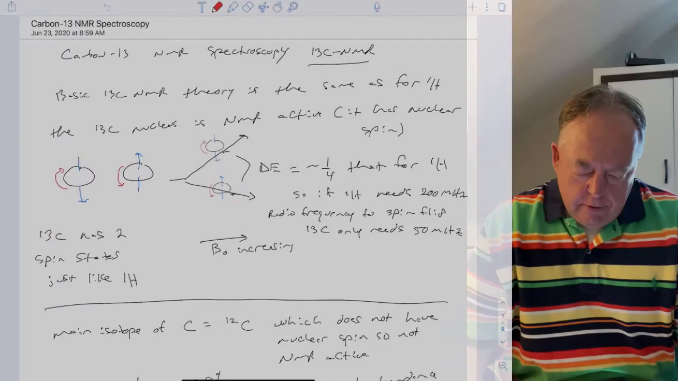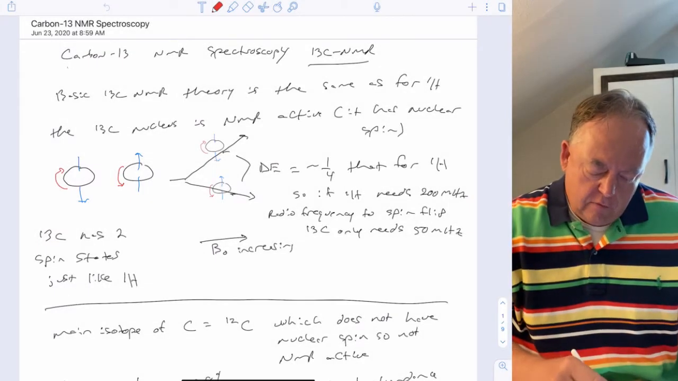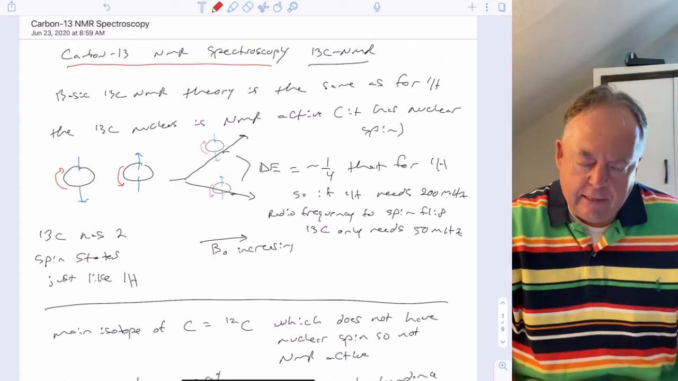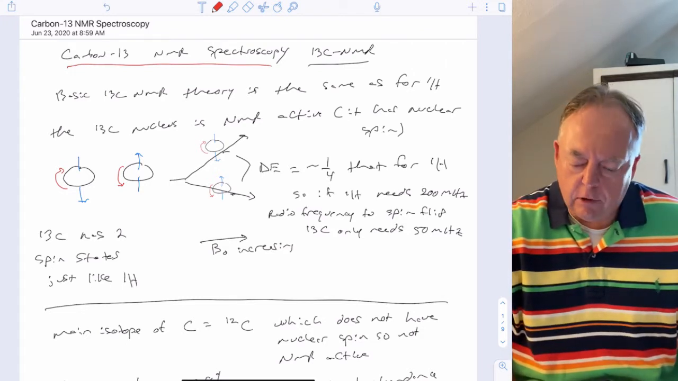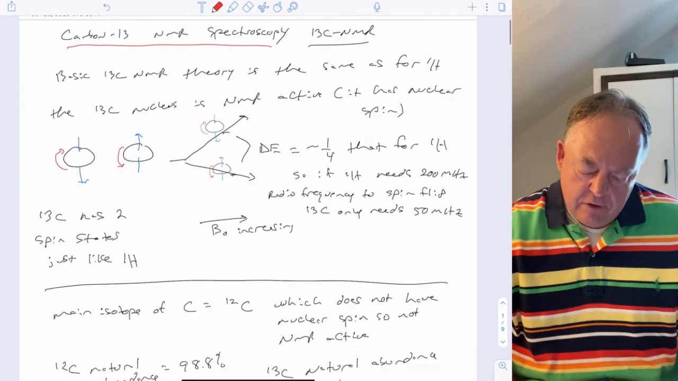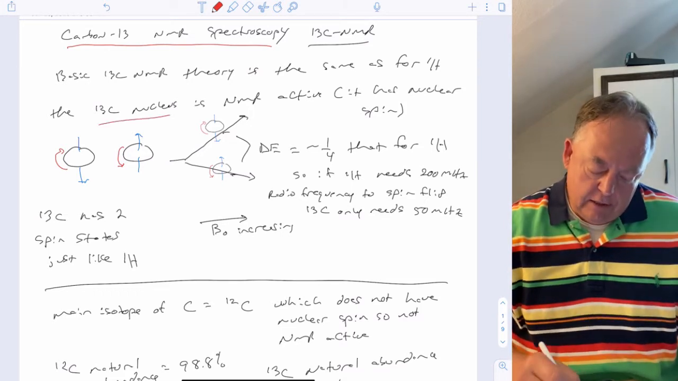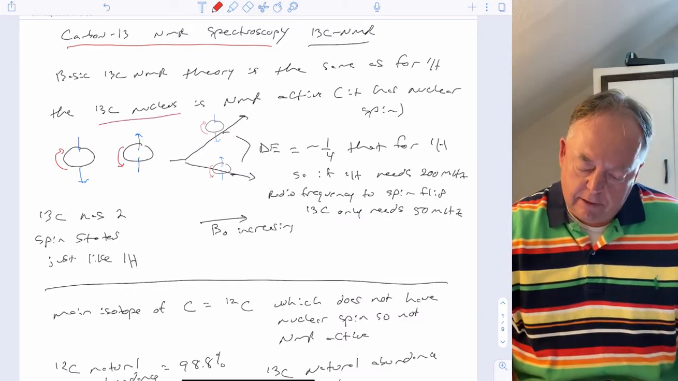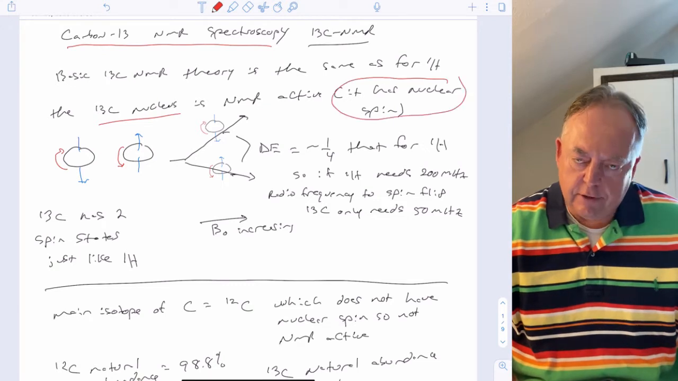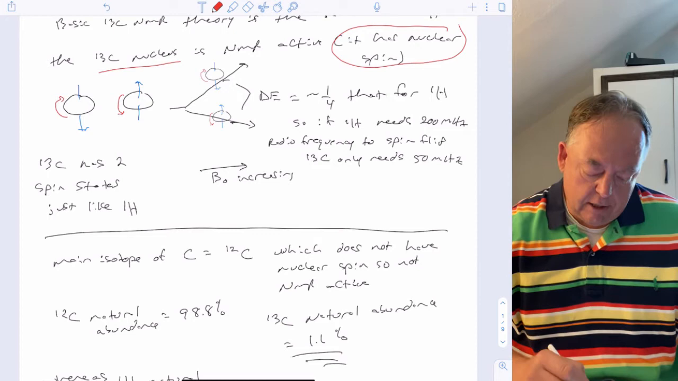Okay, so this will be another lecture over spectroscopy. In this case, we're going to cover the very basics of carbon-13 NMR spectroscopy, or C13 NMR. So the basic theory for carbon-13 NMR is the same as for proton NMR. Carbon-13 is NMR active, so that basically means that nucleus has nuclear spin. So same basic theory as proton NMR.